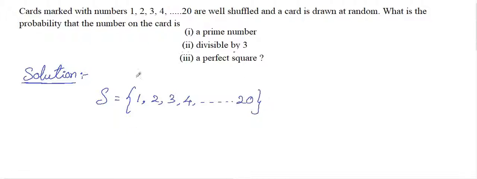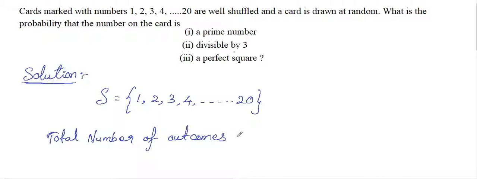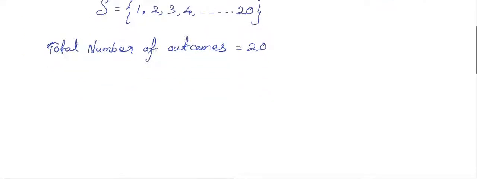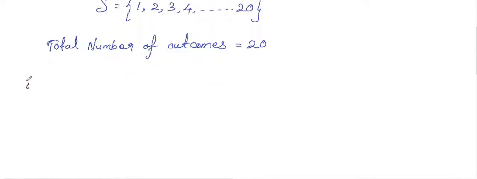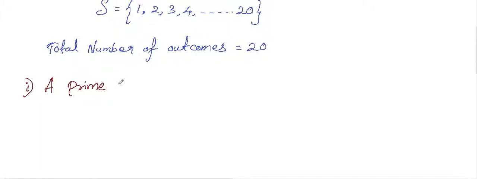So just write down the possible outcomes here. The possible outcomes are 1 to 20. So the total number of outcomes is 20. Now the first one, the probability of getting a prime number.